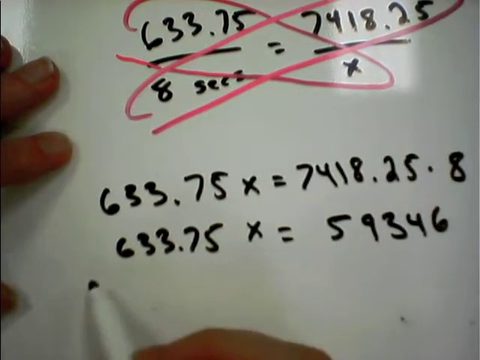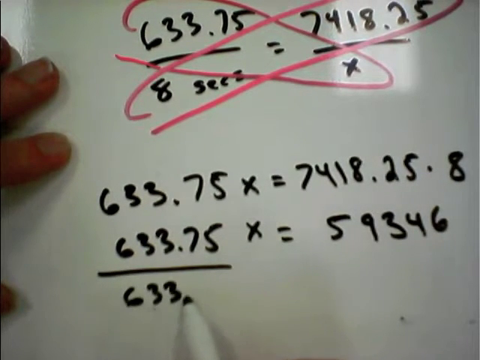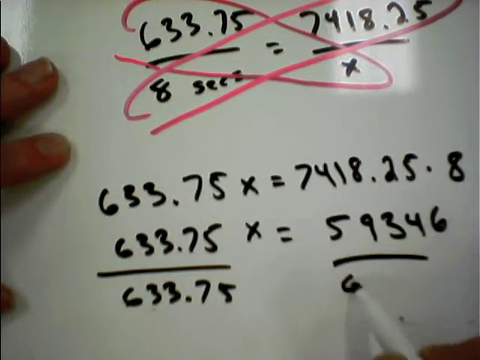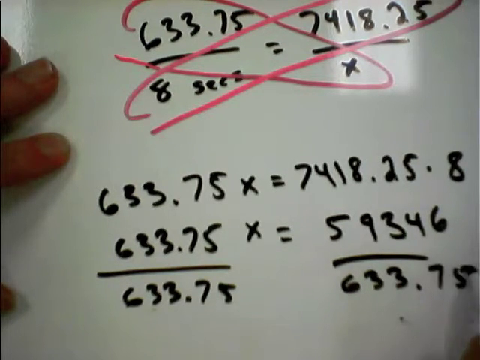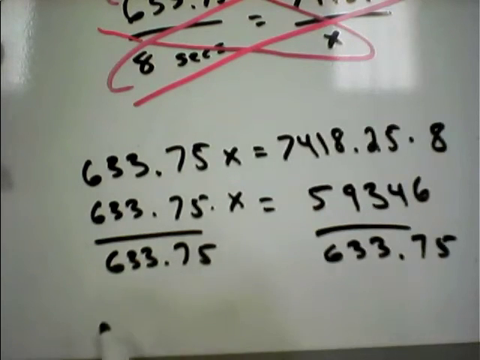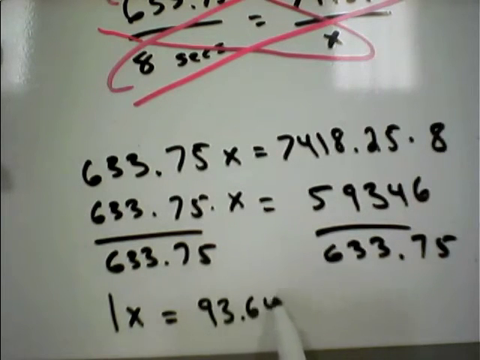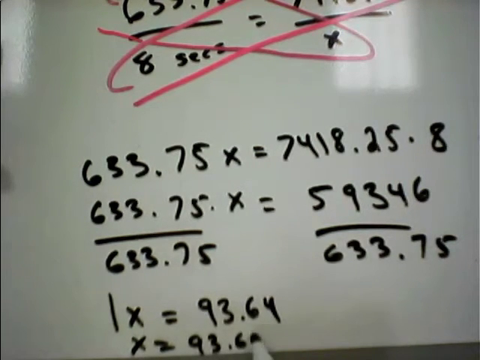I need to solve for x, so I'm going to divide both sides by 633.75 to isolate my variable. I can reduce, that will equal 1x on the left side. And 1x is really just the same as x, so my x value is 93.64 seconds.